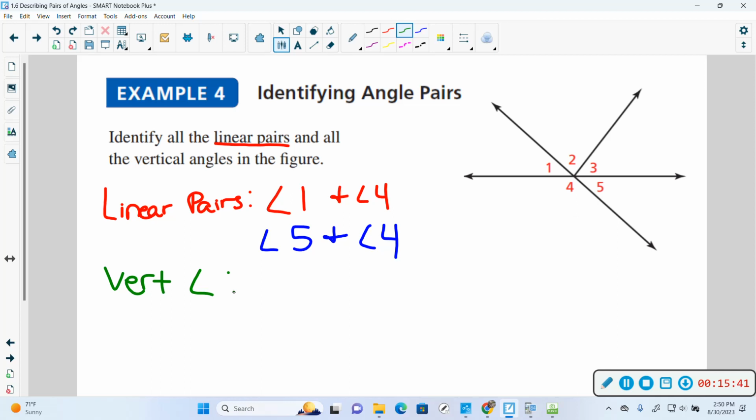One of them is 5. So what's the angle that shares a vertex, makes an X, opposite rays? I hear 1.